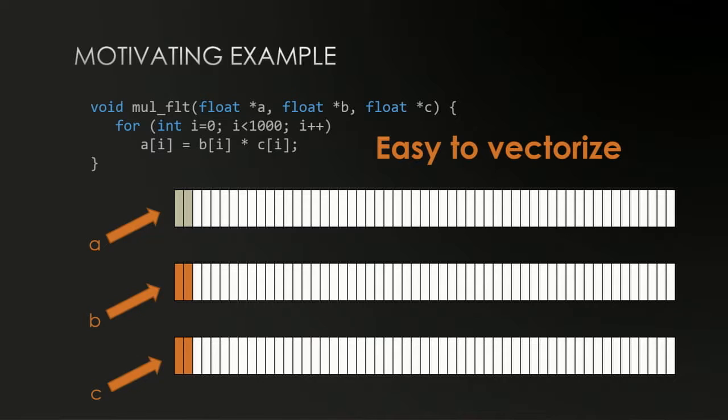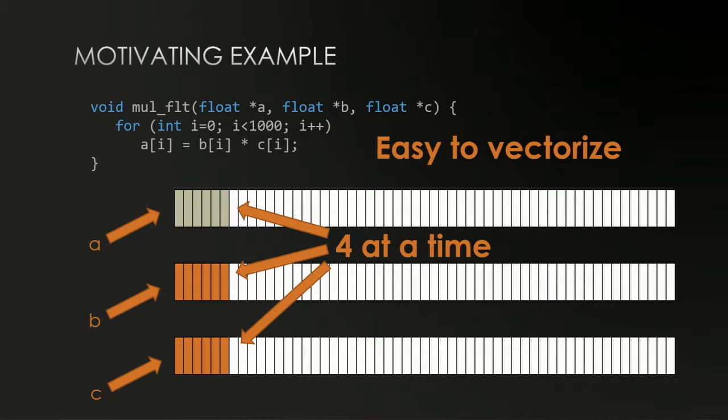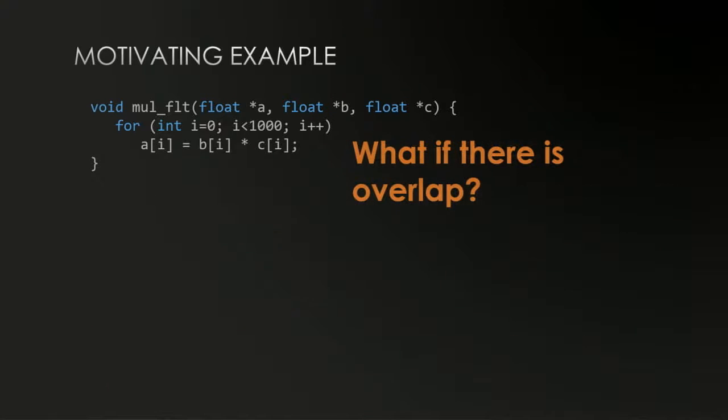This is pretty easy to vectorize if I handed you a way to load 128 bits of memory in an instruction that did that packed multiply, that mulps instruction. Right, you just do 4 at a time. You load 4 elements from B, you load 4 elements from C, you do that packed multiply, you store it into A. Okay, this is not all that interesting. Where's the interesting part? The interesting part comes if there's overlap.